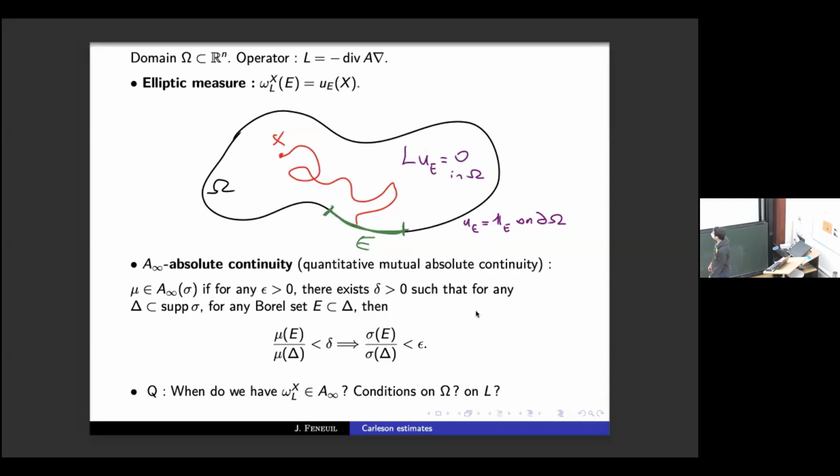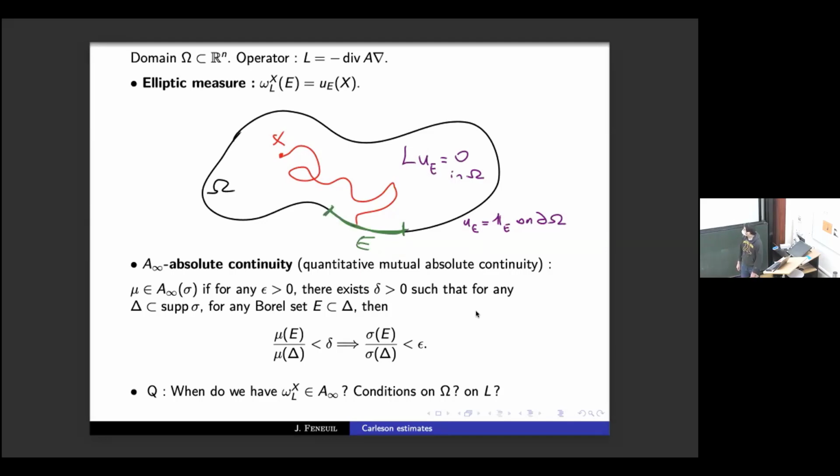So what we want to study about the elliptic measure is the A infinity absolute continuity. So what is the A infinity absolute continuity? It's a bit stronger than absolute continuity, but it's quantitative and scale invariant, and mutual also, actually.